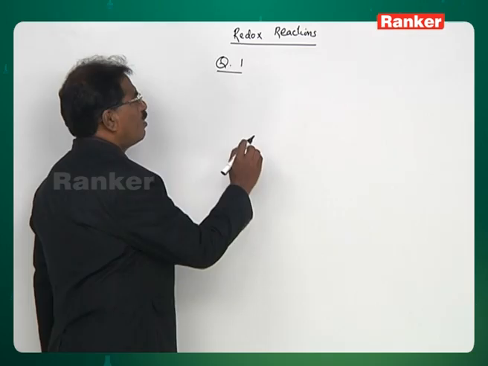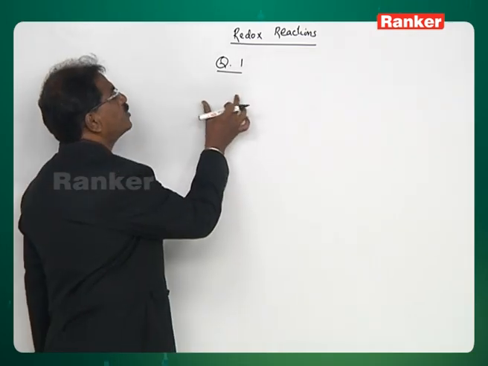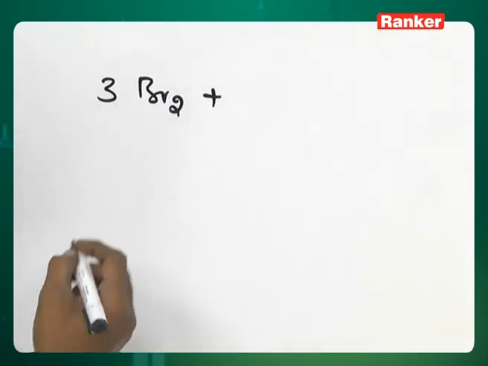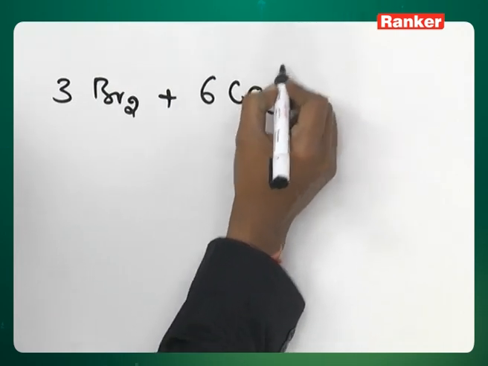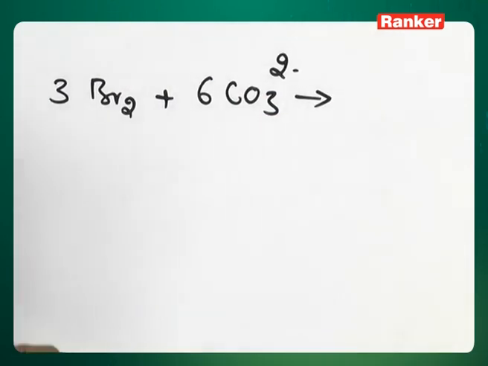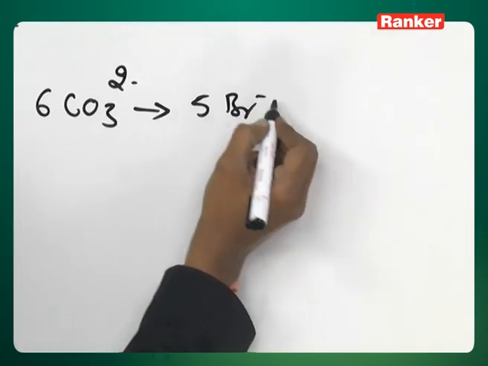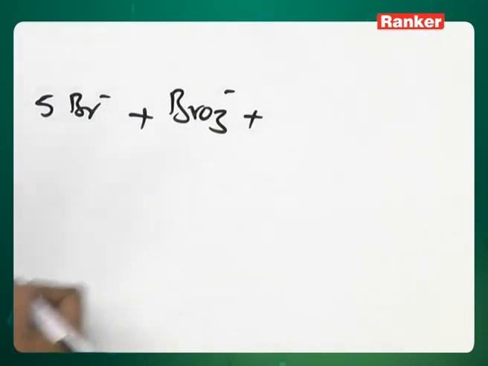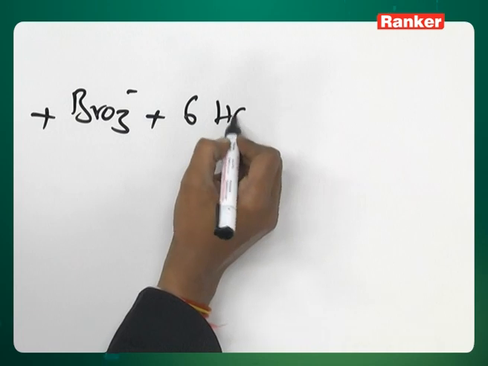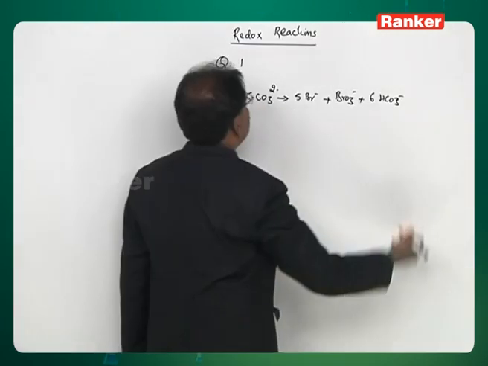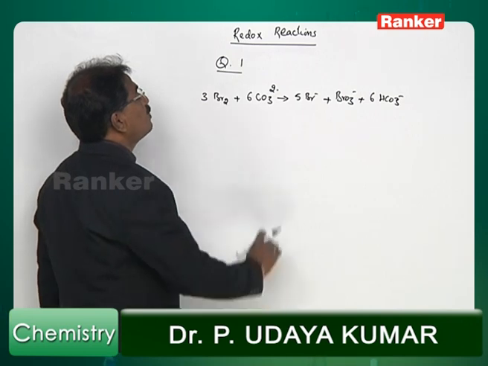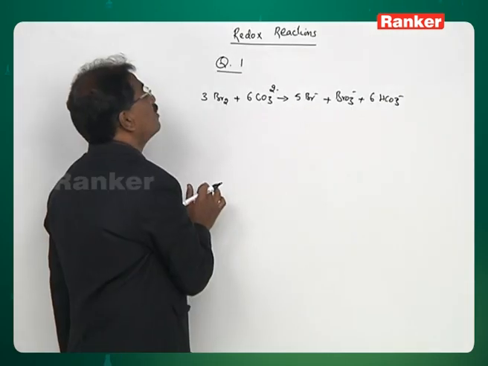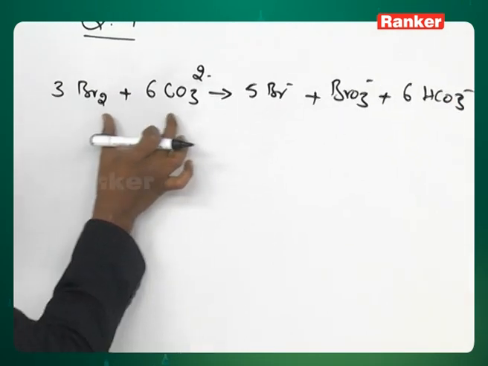First, observe the oxidation state of each and every atom shown in the reaction. The reaction given is 3Br2 plus 6CO3 2 minus gives 5Br minus plus BrO3 minus plus 6HCO3 minus. This is the reaction given in the problem. Now we have to identify which atom is undergoing oxidation and which atom is undergoing reduction. For that purpose, you observe the oxidation state of every atom.